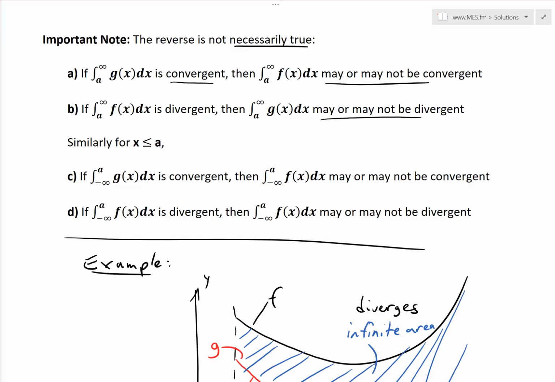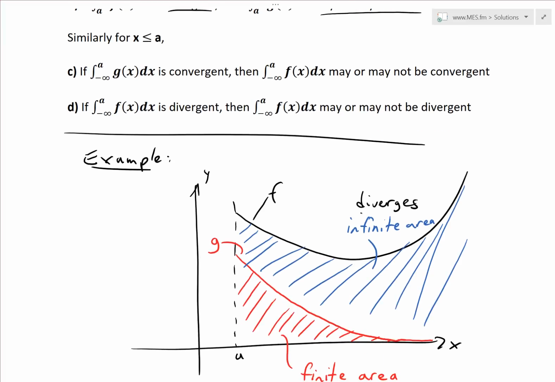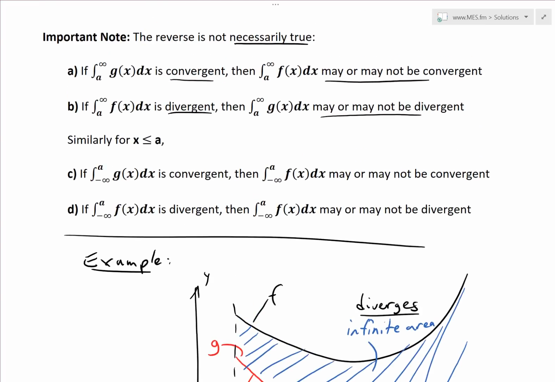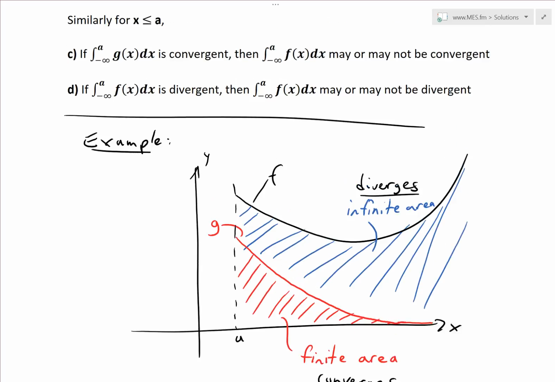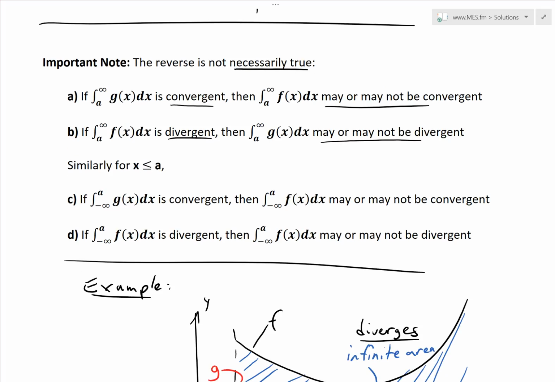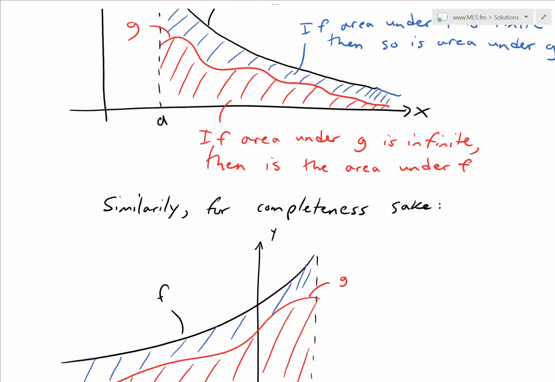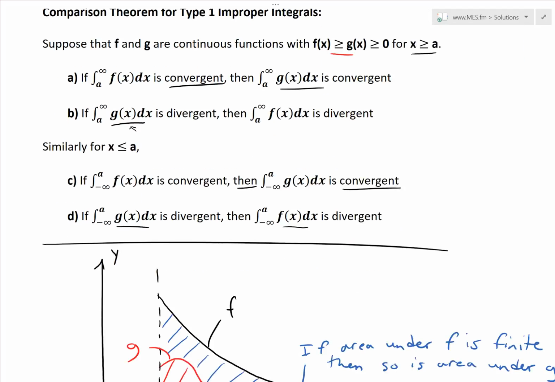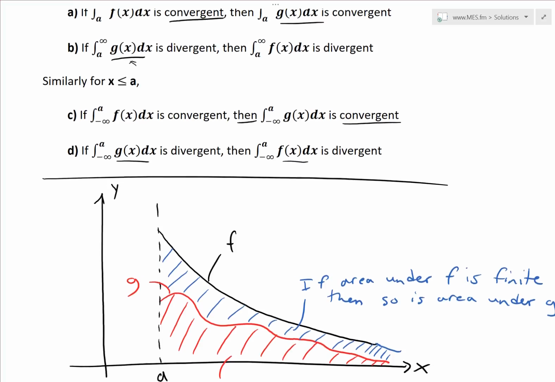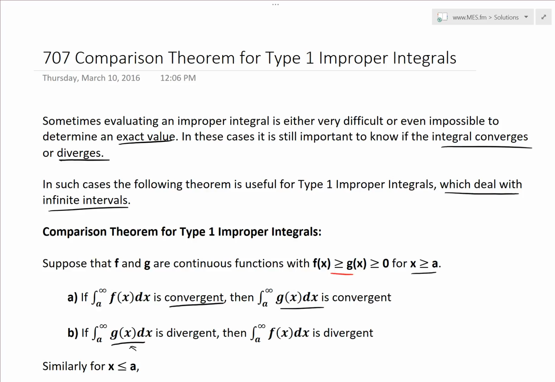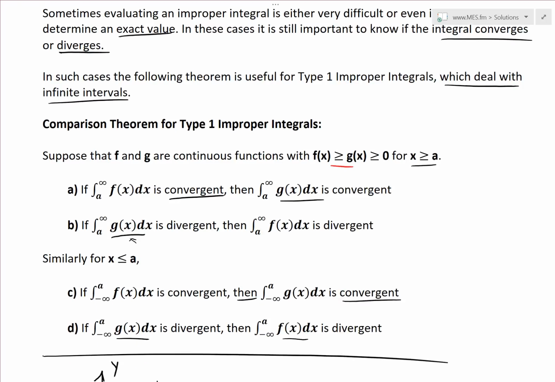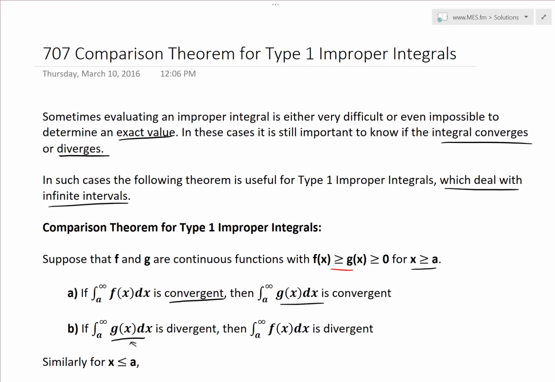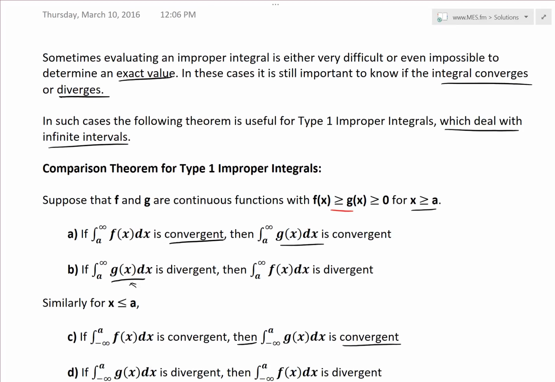And then if you go the other way around for part B, if f of x is divergent, then g of x may or may not be divergent. In this case it converges, which clearly shows that the reverse is not true. So anyways, that's all for today. Hopefully you learned from this pretty useful video on how to find if an improper integral of type 1 is divergent or convergent if you cannot solve that function easily.